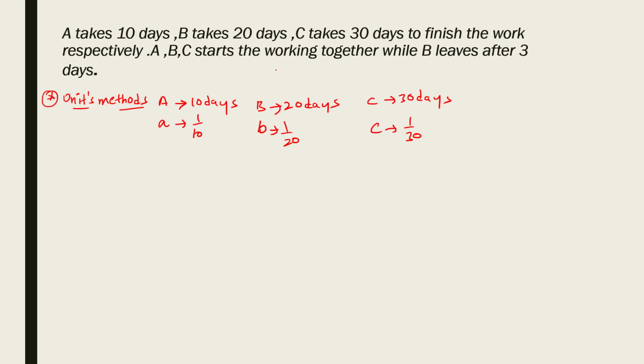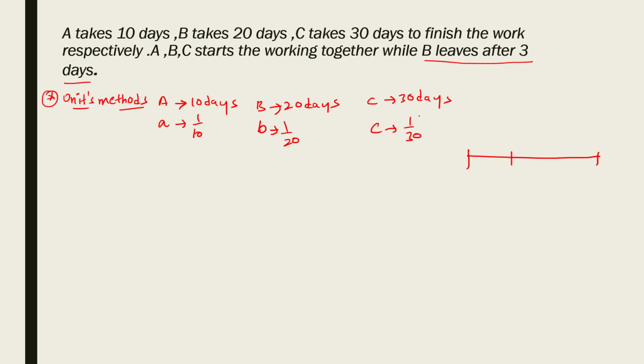So the trick here is, whenever a problem is given, while reading you start drawing a small figure, like a number line, because at times the question becomes trickier. Like it says here, A, B, C start working together, while B leaves after 3 days. What is happening is that the three start working together, but after 3 days B leaves. You can do that very easily using this figure.